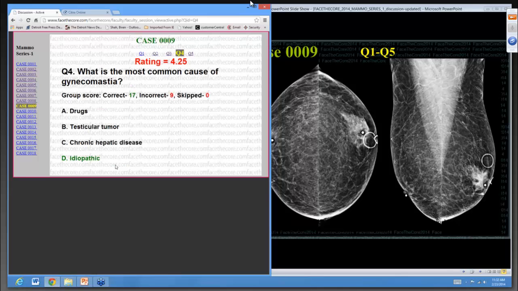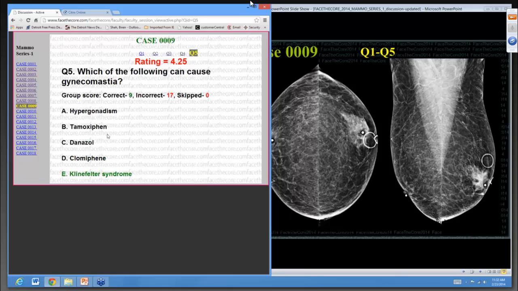What is the most common cause? There are many causes of gynecomastia, but the most common is idiopathic. Klinefelter syndrome is a cause of gynecomastia. Secondary hypogonadism is another. Tamoxifen, danazol, and clofazimine are pharmacologic agents used to treat gynecomastia. Those were incorrect answer choices.